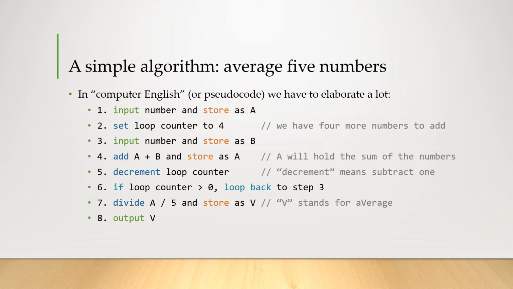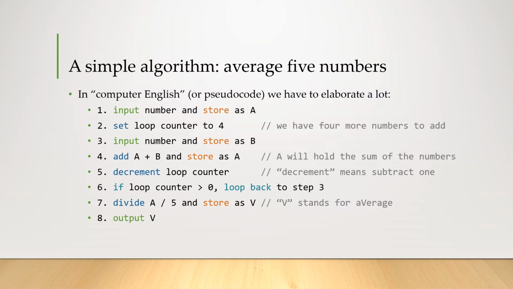So in this case, I've written this algorithm out in what we call pseudocode. That is, it's language that looks vaguely like computer programming code, but it doesn't match any given computer language because it's a little too vague. It's a little more natural language than most real code. So I'd say I input a number and store it as A. I set a loop counter to 4 because I know I have 4 more numbers to add. I input a number and store it as B.